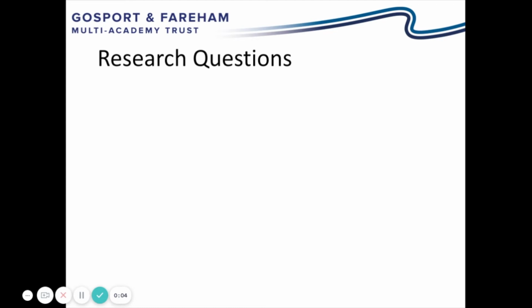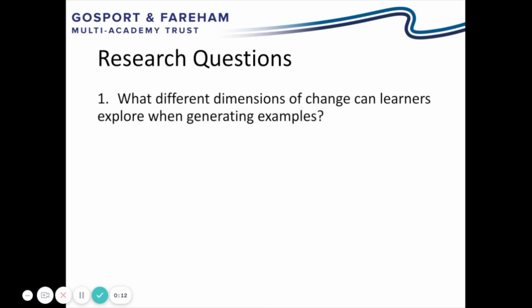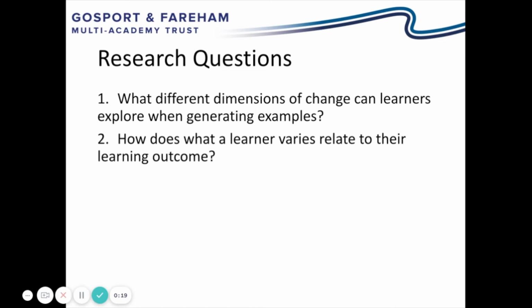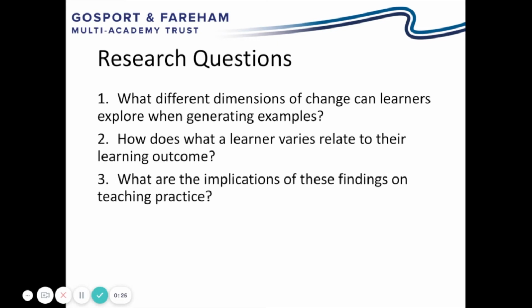Through the review of available literature that researches the relationship between the nature of learner-generated examples and pupils' learning outcomes, the following research questions were established. What different dimensions of change can learners explore when generating examples? How does what a learner varies relate to their learning outcome? And what are the implications of these findings on teaching practice?